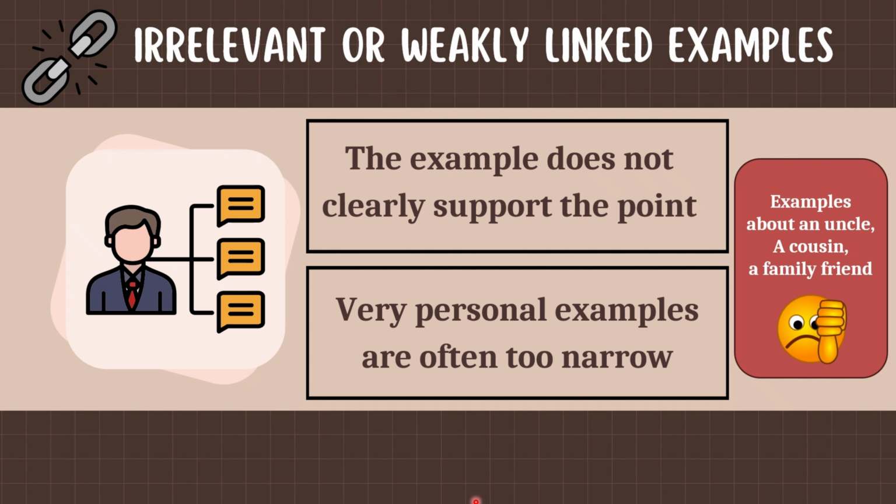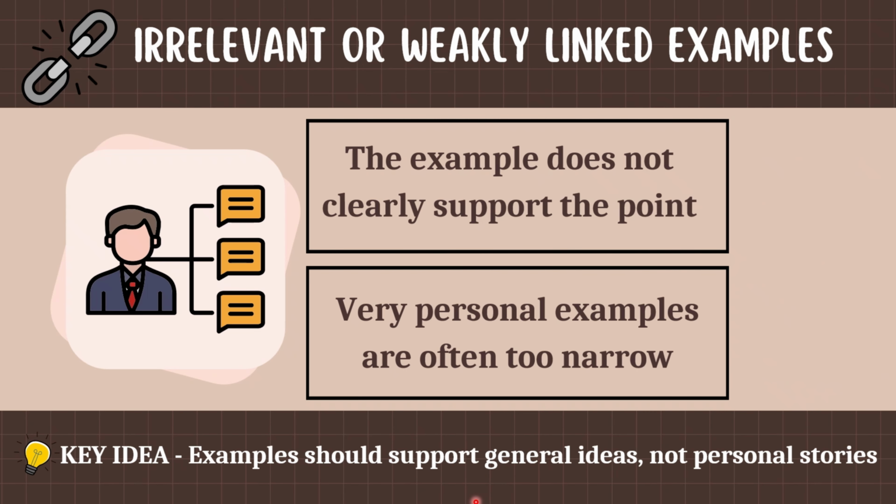Because they focus on one individual, they do not clearly show how the idea applies more broadly. In IELTS Writing Task 2, examples work best when they support general trends, situations, or groups rather than personal stories. If an example cannot be easily linked back to the main idea, it weakens the paragraph instead of strengthening it.